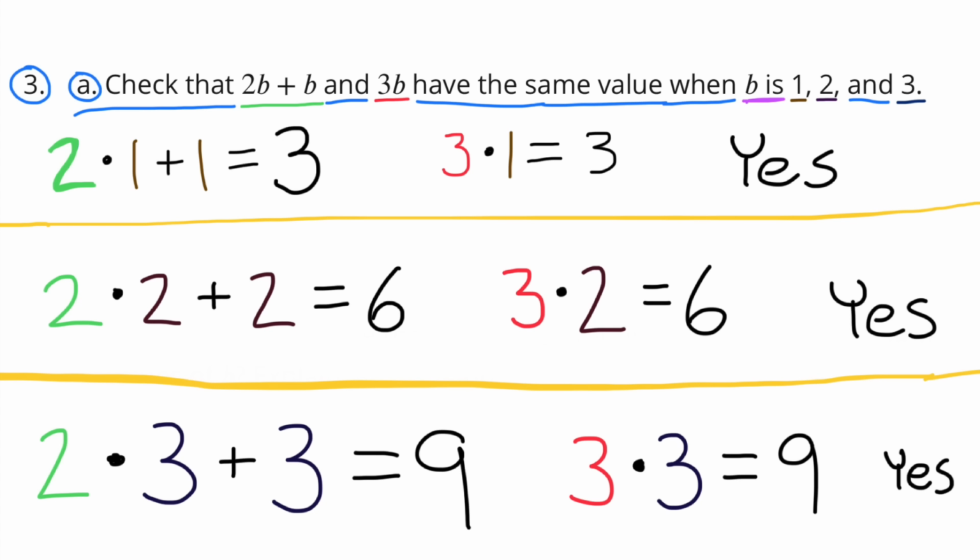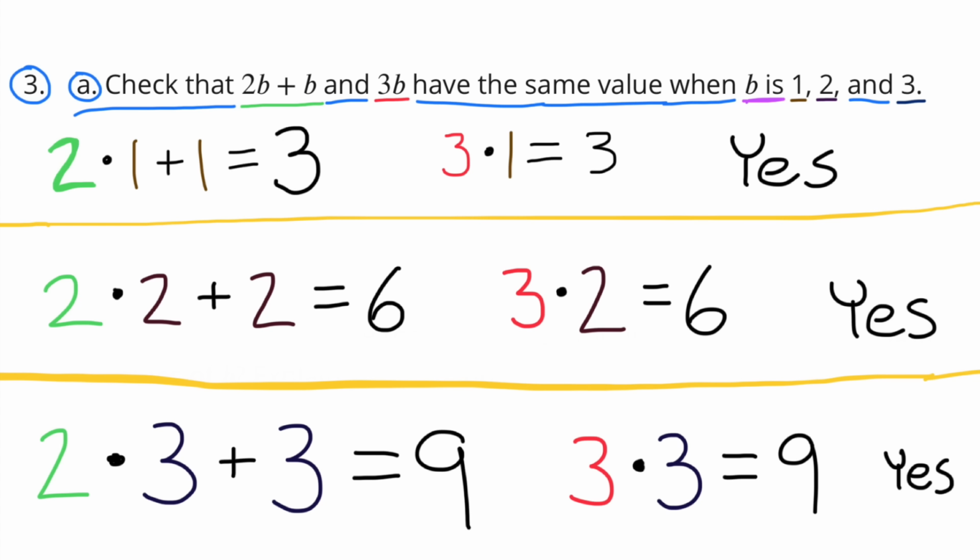Number 3. A. Check that 2b plus b and 3b have the same value when b is 1, when b is 2, and when b is 3. First, when the value of b is 1, 2 times 1 plus 1 is 3, and 3 times 1 is 3. So yes, they have the same value.